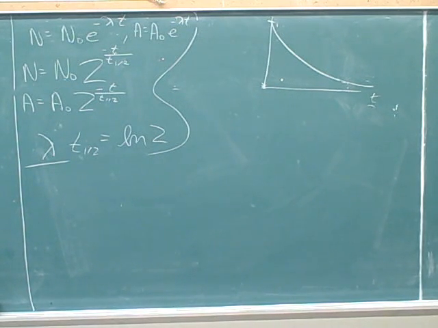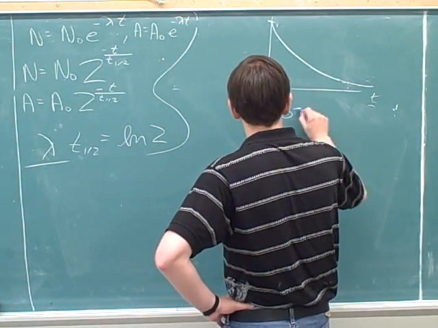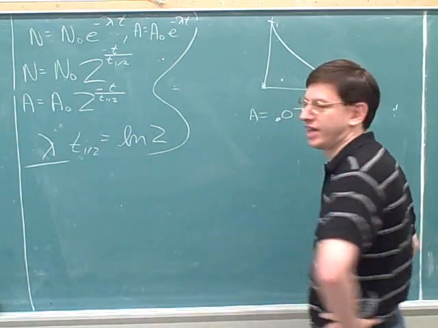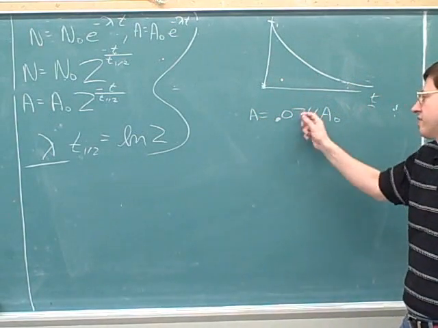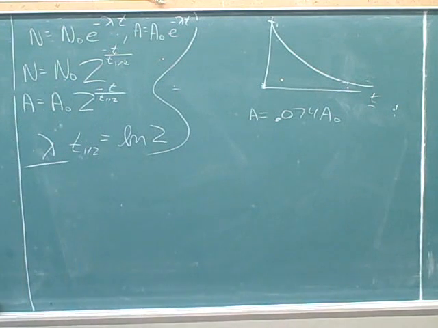is equal to 7.4% of the original activity. That's good. So it's 0.074. That's exactly right. We have to start by writing that type of equation that relates A and the original activity. The new activity is down to 7.4% of the original activity when the organism died.